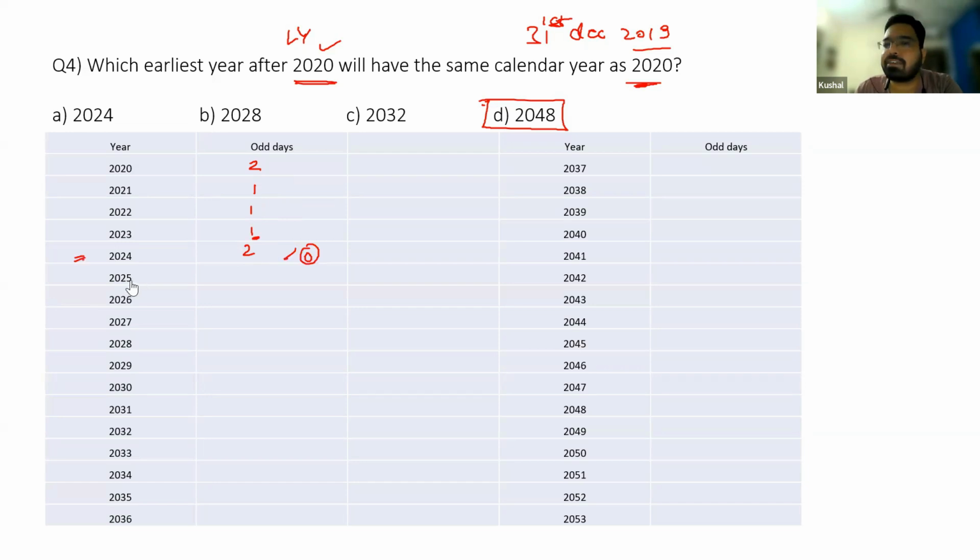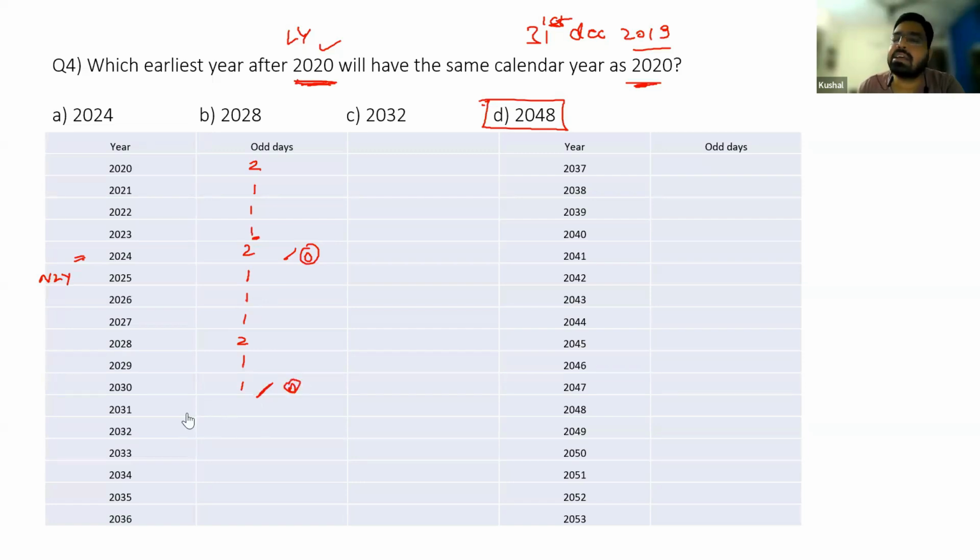But 2025 is a non-leap year. Correct? And what were we discussing? We were discussing a leap year, right? That is the problem. So that is why 2025 will not turn out to be the same year as 2020. So now 2025 will have one odd day, 26 will have one odd day, 27 will have one, 28 will have two, 29 will have one, 30 will also have one. So this will give me 0 odd days.